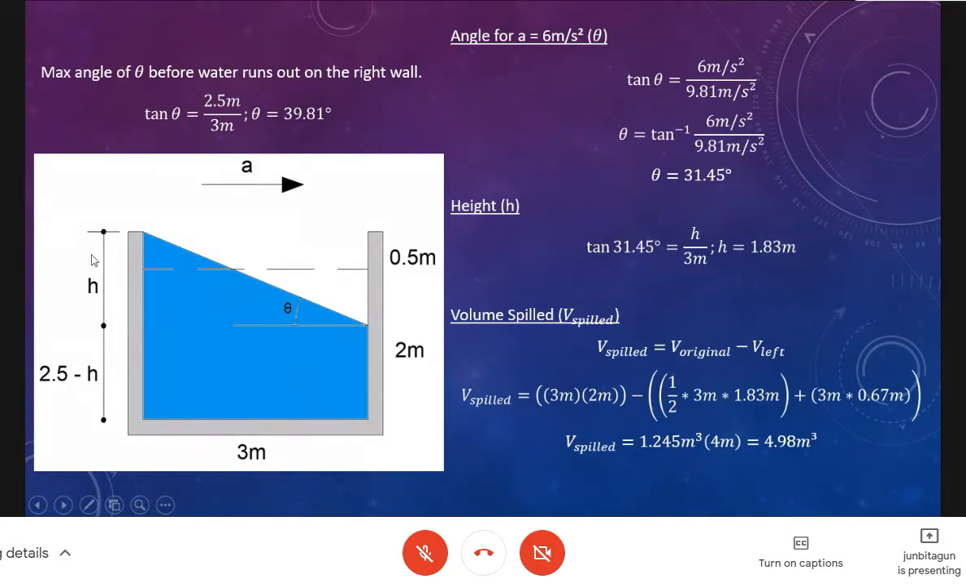Okay? Now that you know the dimensions of this trapezoid and the initial water surface, that is the horizontal one when it's not moving, we can now get the volume that was spilled. So the volume originally was the rectangular shaped one, right? So it would be the case where it's in equilibrium before you even apply a horizontal acceleration. And the V that was left would be on this case when after acceleration has occurred. So the original volume would just be the volume of a rectangle.